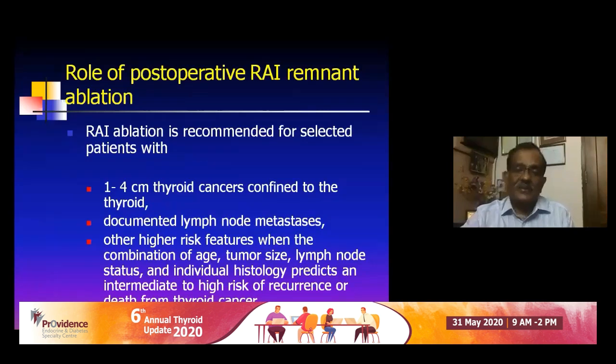Relative indications are 1 to 4 centimeter thyroid cancers confined to the thyroid, documented lymph node metastasis, or other higher risk features, when the combination of age, tumor size, lymph node status, and individual histology predicts an intermediate to high risk of recurrence or death from thyroid cancer.